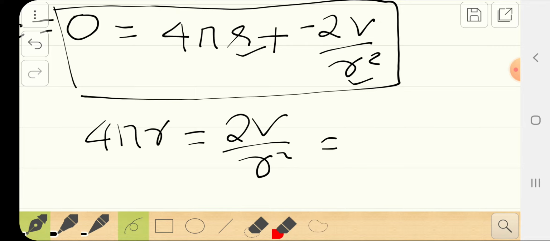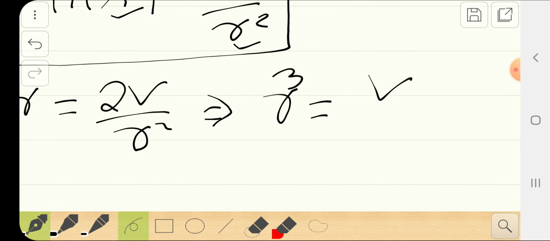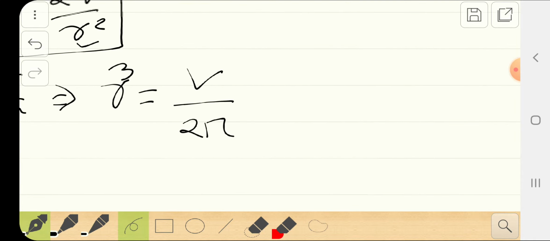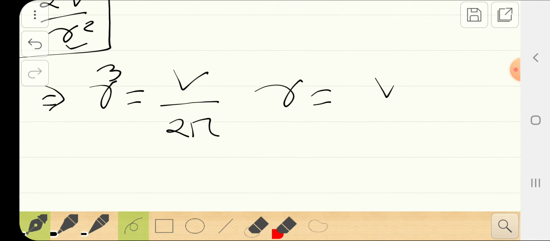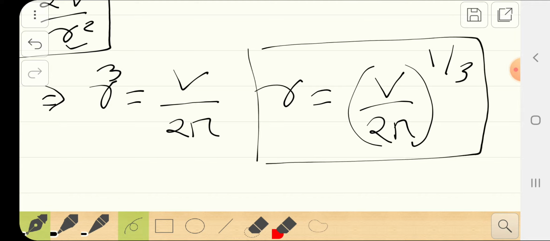Now if you rearrange this, you get r cube is equal to v by 2 pi, right? Yes, v by 2 pi. All right, that means r is equal to v by 2 pi, the whole raised to 1 by 3, right? So that's r here. Now we have found out r.